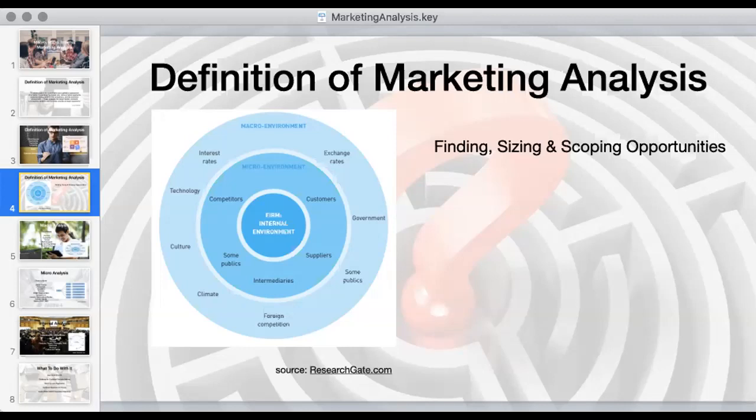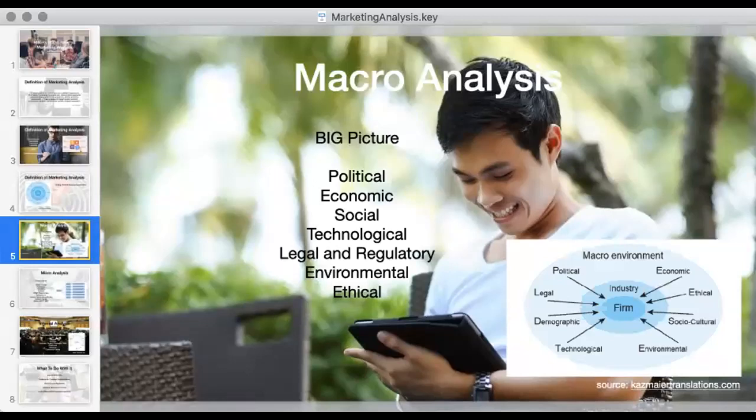And as we look at each of these three things, as marketers, as business developers, as owners of businesses, we're looking to find, size, and scope opportunities that will allow us to drive our business going forward. So let's look at the first one then. This is the big picture, otherwise known as the macro analysis. This is the big one that sits outside.